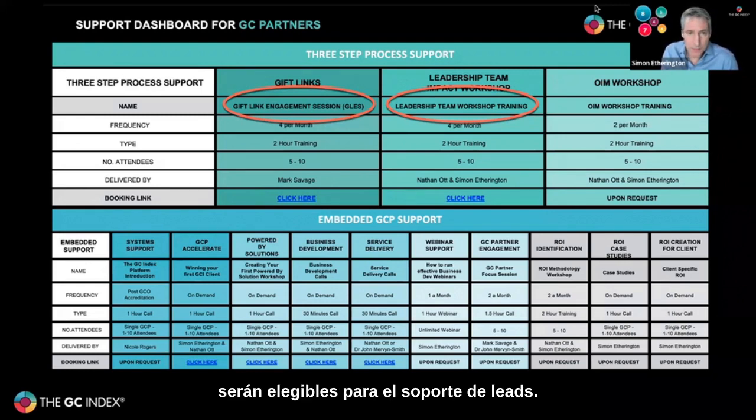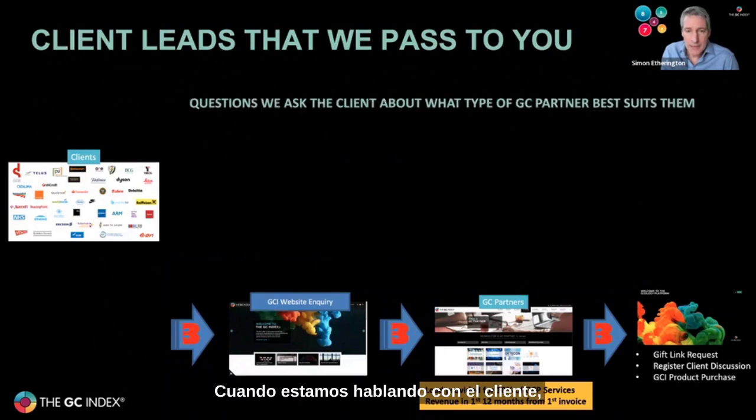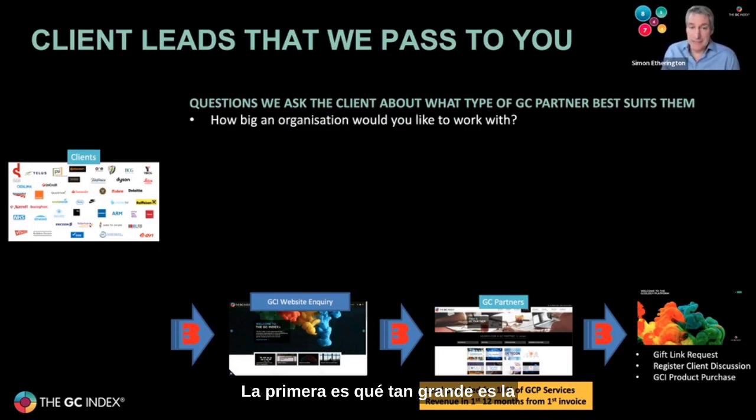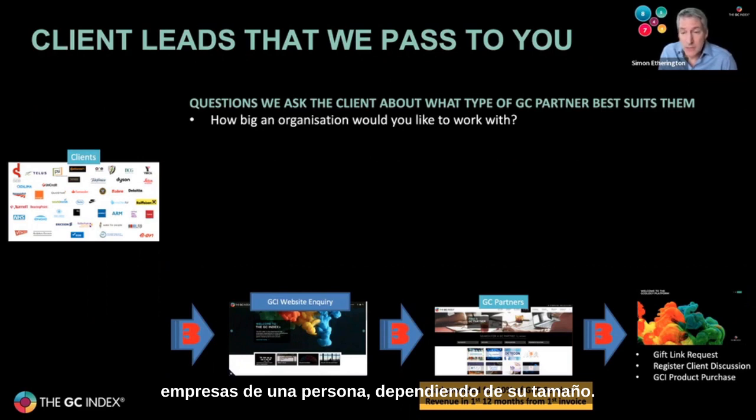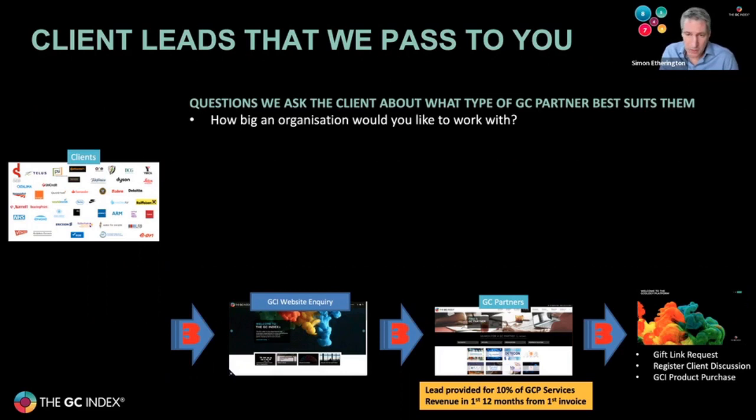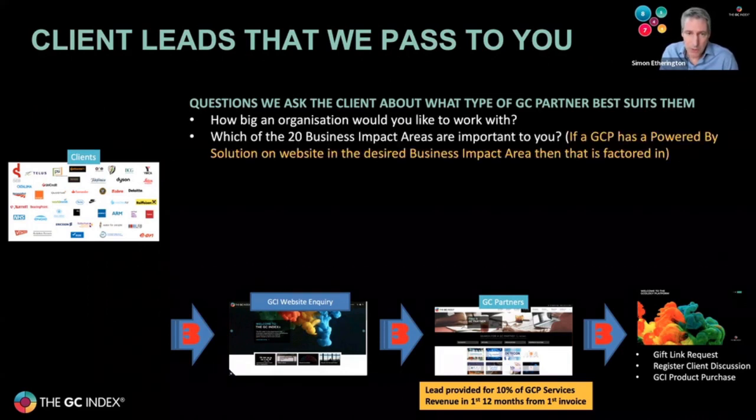When we are speaking to the client, before we determine which is the right kind of partner to introduce them to, we will ask them certain questions. The first one is, how big an organization would they like to work with? Some organizations want to work with single people organizations, depending on their size. Some of them want to work on bigger ones. So that's the first question we'll ask them, is what kind of size of organization will you work with?